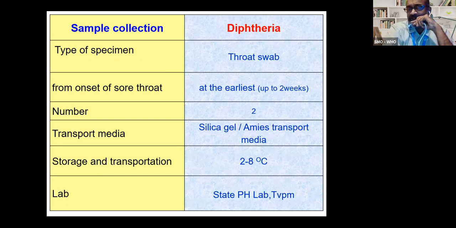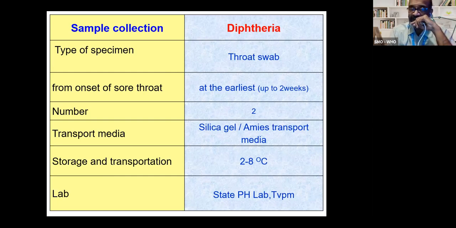The more swabs, the more the chance of isolation of the organism. Once you collect the swab, it should be transported to State Public Health Lab, which is the accredited lab, at 2 to 8 degrees centigrade and in a transport medium. And the transport medium which we use in Kerala is Amies transport medium. Without a transport medium, if it is shifted to the lab, by the time it reaches the lab, if the swab dries out, we cannot process the sample. So that's the importance of transport medium.